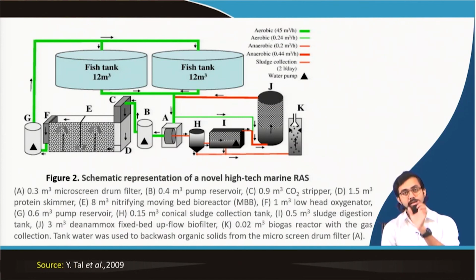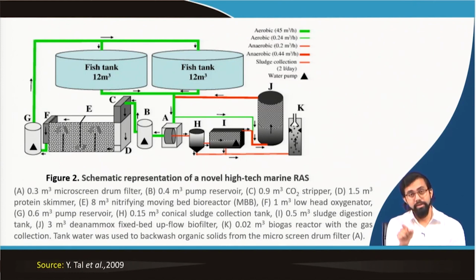You can see this is another typical example of a high-tech marine recirculatory aquaculture system, where you can see the fish tanks. Both of the fish tanks have 12 cubic meters of volume, where the water coming out of the fish tank is introduced to units A and B. First, the microscreen drum filter, and from there to the pump reservoir, that arrow sign is showing the pump.